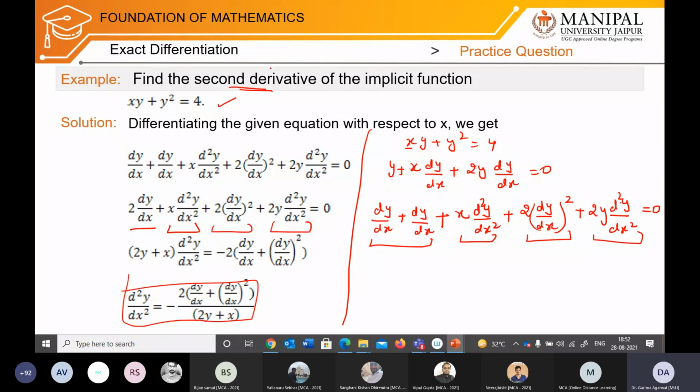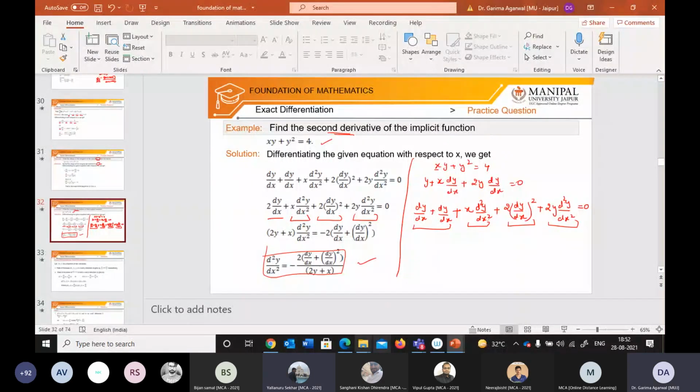Now we need to find the second order derivative, right? So I just collect the coefficients of d2y by dx2 and shift the remaining terms to the right hand side. Am I clear? Yeah. Okay. Thank you.